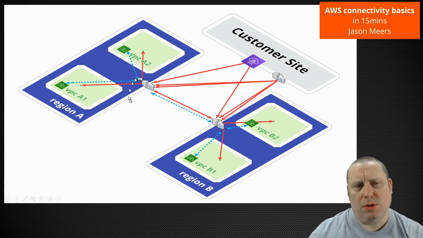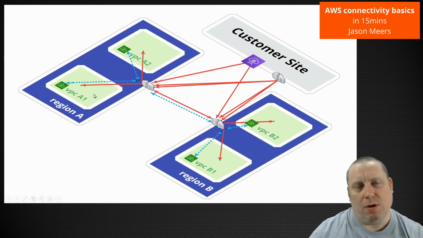Once we've got an attachment into a region or regions, we've got associations with VPCs. So that means that this VPC is on the end of an attachment that goes to a transit gateway. So it's associated with it. It's an association. So we can have lots and lots of VPCs associated with a transit gateway.